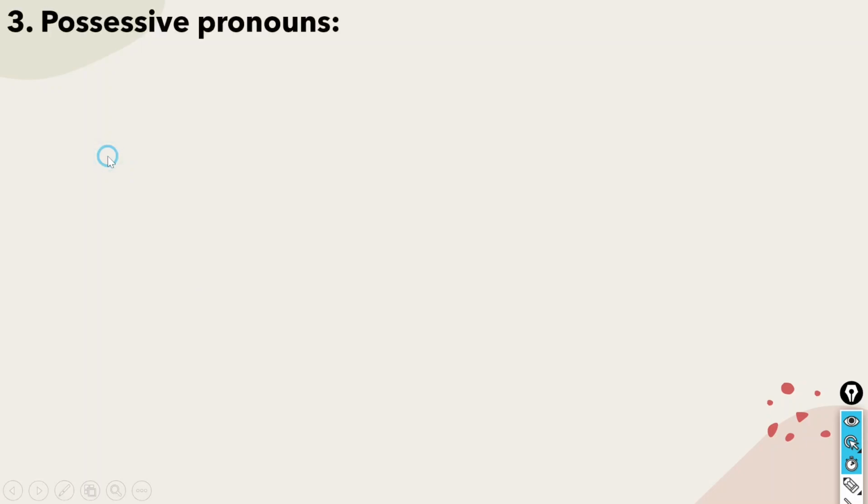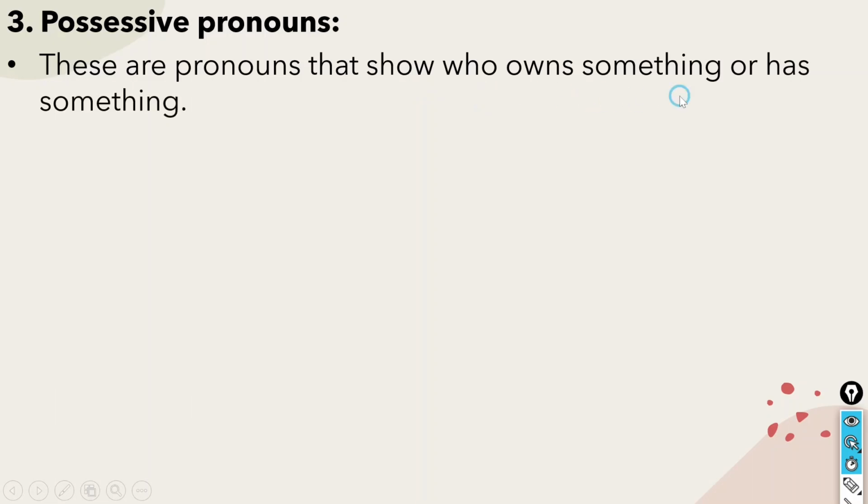Another type of pronoun is the possessive pronoun. We are saying these are pronouns that show who owns something or has something. This one will show that this thing belongs to this. When we use them in a sentence, you'll know that this is indicating that this belongs to this. So that word in a sentence, which shows you what a property belongs to, or to whom the property belongs, becomes a possessive pronoun.